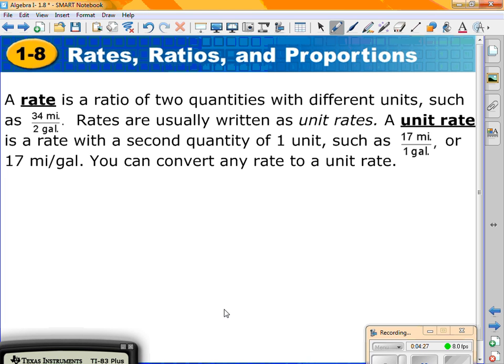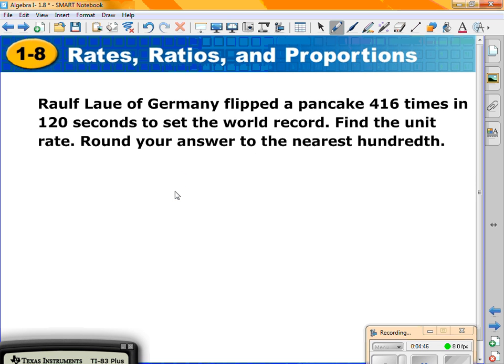This one's a little bit different. It's called a unit rate. A unit rate is just a rate that has units attached, like miles per hour, miles per gallon, dollars per hour. Here, Ralph Lauer of Germany flipped a pancake 416 times in 120 seconds to set the world record. Find the unit rate and round your answer to the nearest hundredth.